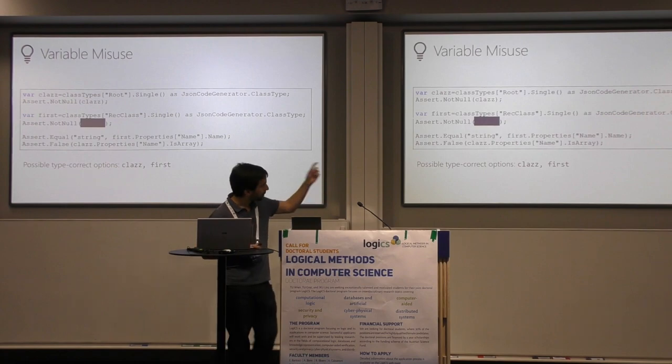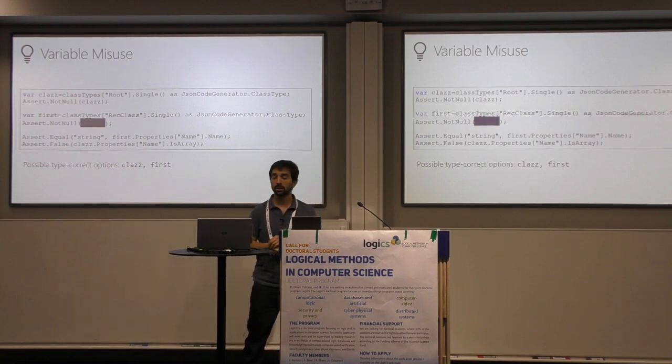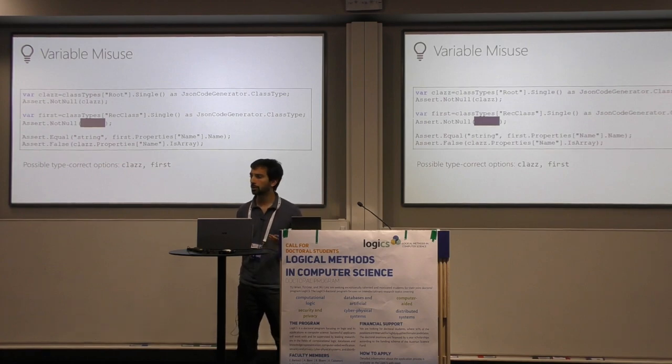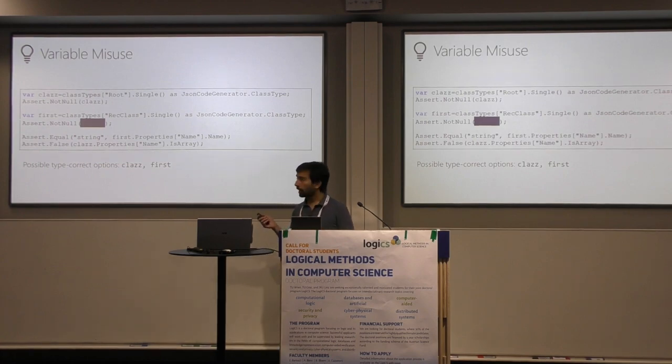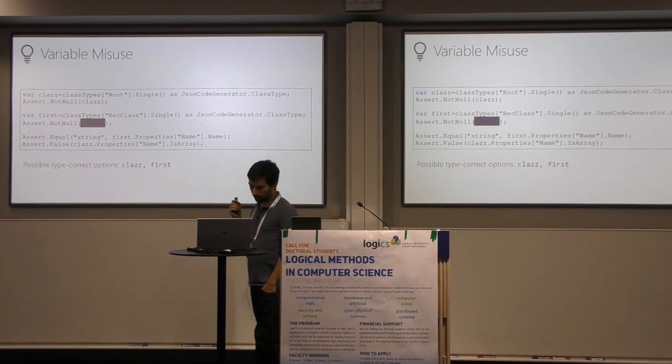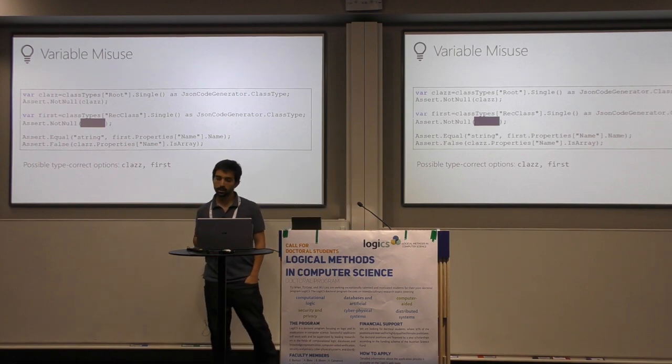So the task is as follows, and this is a real snippet of code from an open source C# project. We blank out a variable like this one here, and we want to ask our machine learning model, from the variables that are in scope and type correct, assuming there are more than one, which one should we place in this blank here?